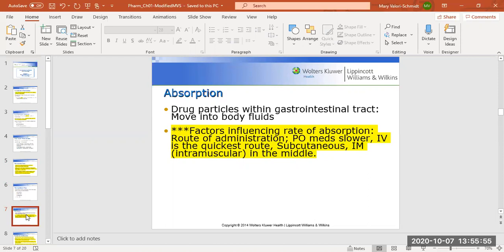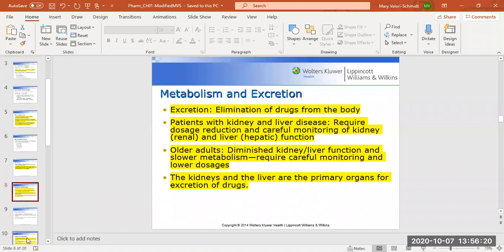You see, I put 3 stars in front of this. Factors influencing the rate of absorption. The route of administration is a factor that affects how quickly or slowly meds get absorbed. PO meds are slower. The fastest way to get a medication in someone and get it to act is IV. Subcutaneous and IM are kind of in the middle between the two. They're not as fast as IV, but they're not as slow as oral meds, okay?